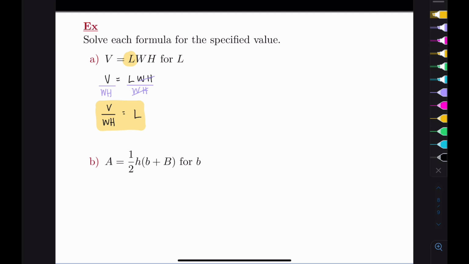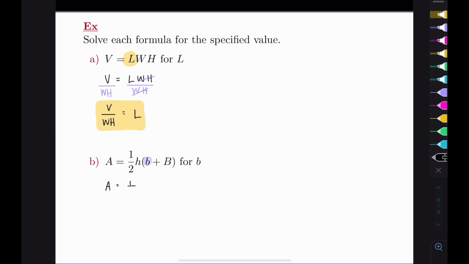The second one, a little bit more annoying. We want to solve this equation for little b. And if you've ever seen this equation, it's actually the area of a trapezoid. The height is the distance between the two parallel sides. B and capital B are the bases or the parallel sides. But I have a couple routes that I can go with this one.